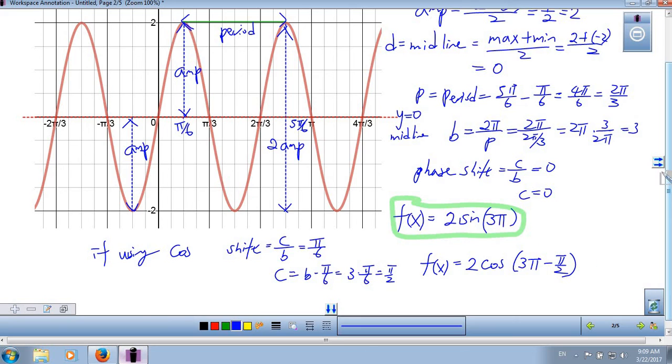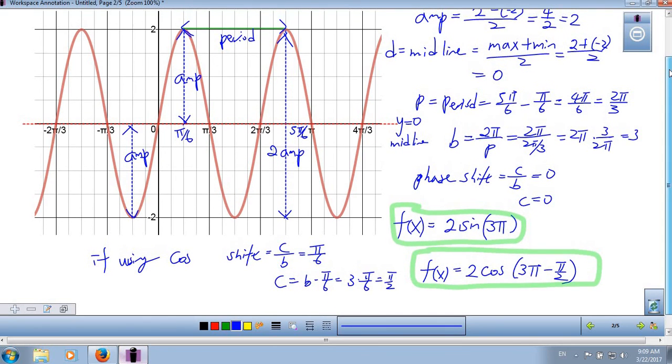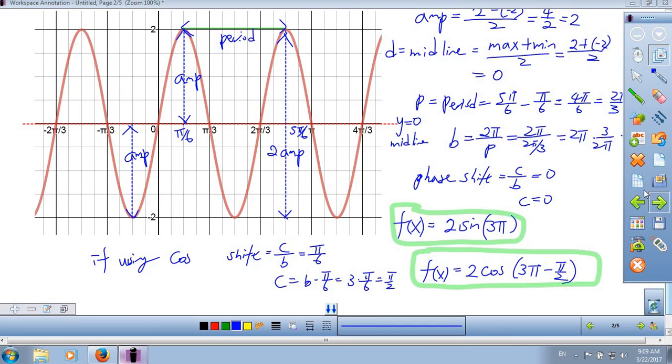Okay, so these two equations are equivalent. You can use either one to represent this graph. It really depends on how you want to do it. But as you see, if we use cosine, we have to take a phase shift, a horizontal shift, into consideration. All right, let's try another example.